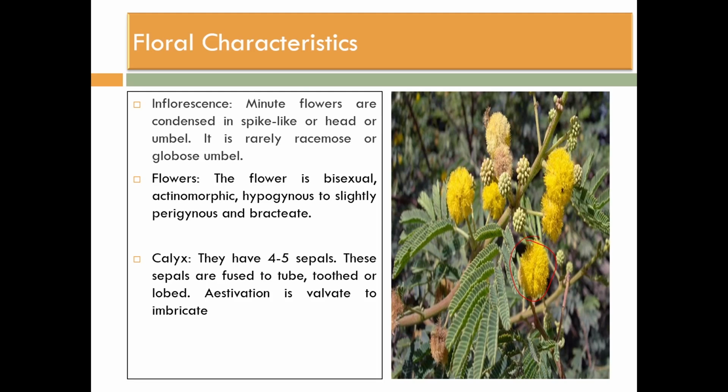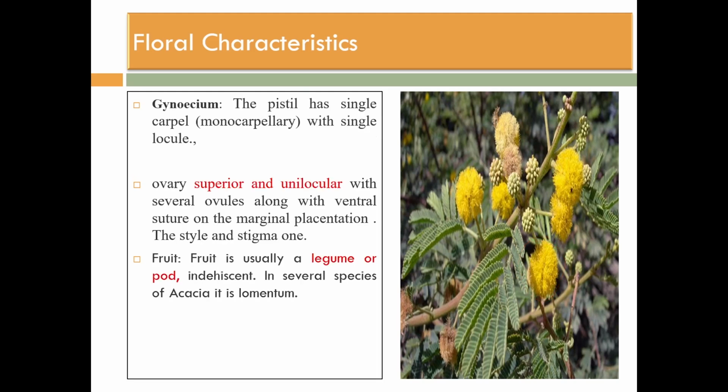And if you see the calyx, they have 4 to 5 sepals, and 3 sepals are fused to form a tube and 2 are lobed, and the aestivation is valvate in case of the calyx.